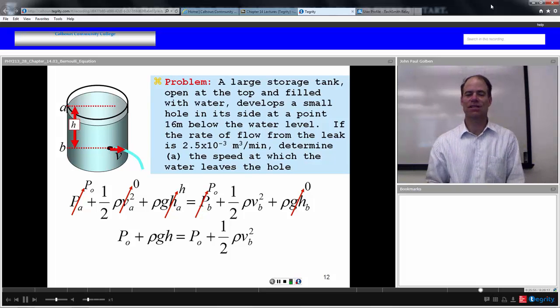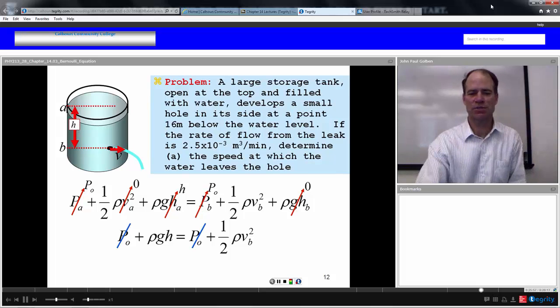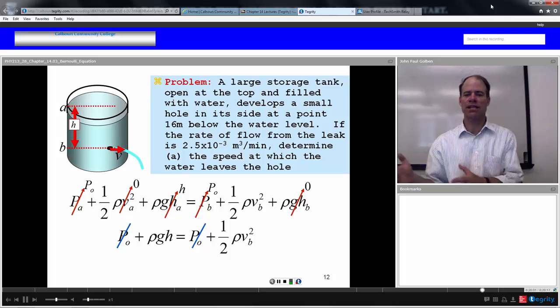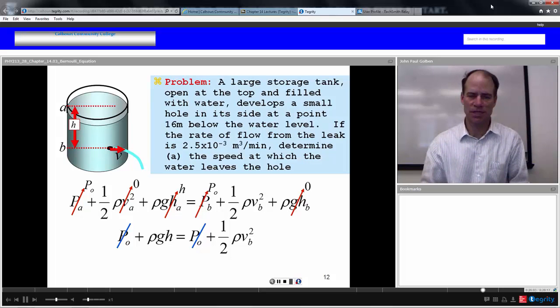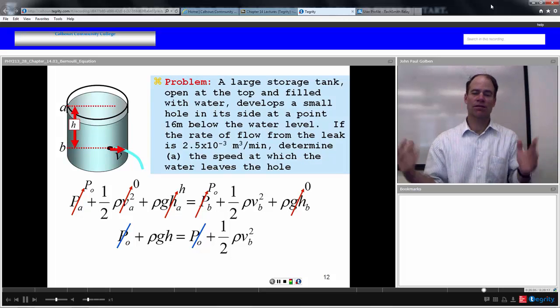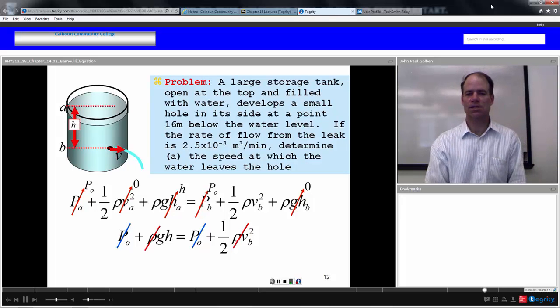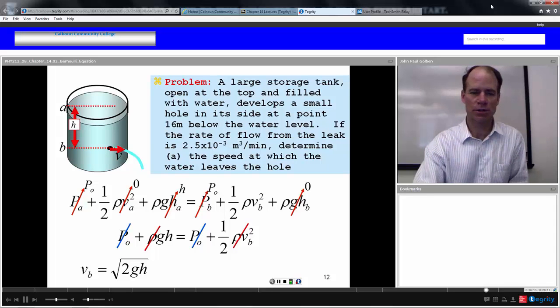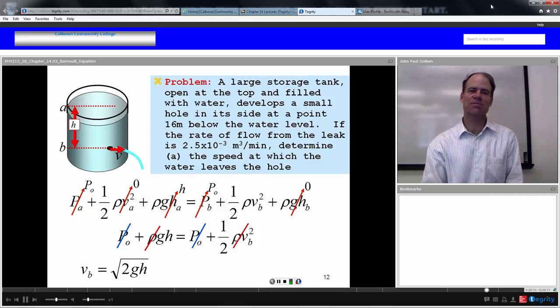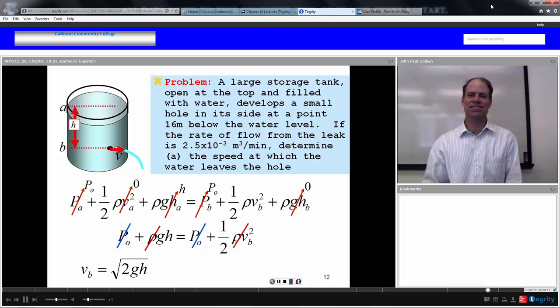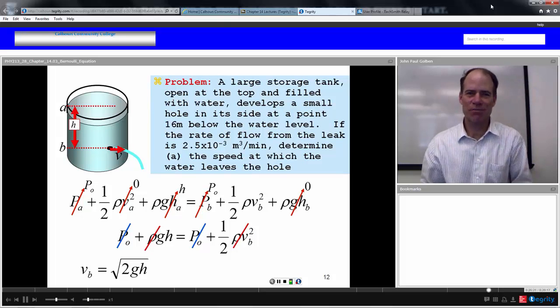Sounds good. Let's get rid of the P naughts on both sides. Atmospheric pressure, so those cancel out. Now we have rho g h equals 1/2 rho velocity of B squared. We can divide through by rho and get rid of rho on both sides. Now multiply both sides by 2 and take the square root. And we have that the velocity of B is equal to the square root of 2gh. Where have you seen that before?